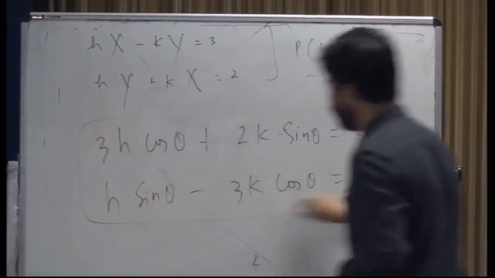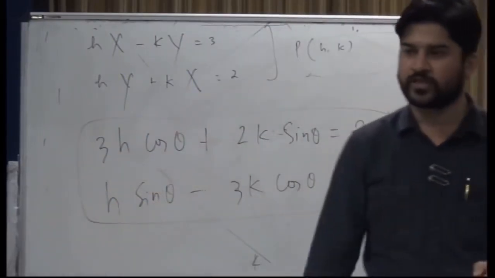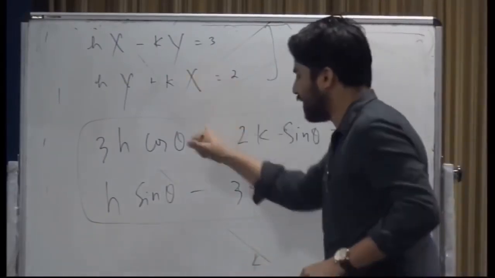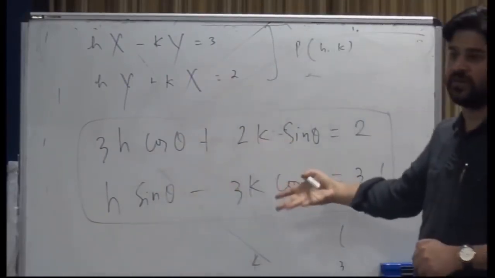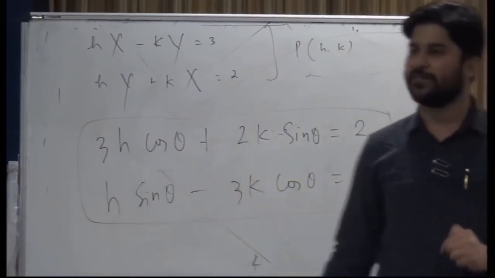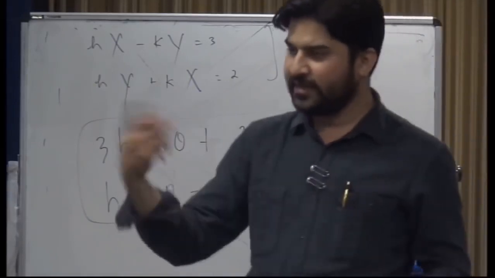Now what you have to do? Do you have to solve for h, k or do you have to solve for sin theta, cos theta? So you have to consider cos theta as capital X and sin theta as capital Y and then solve it. Find your capital X, find your capital Y and simply write capital X square plus capital Y square is.